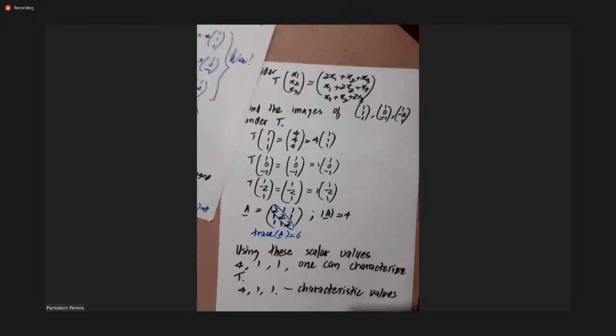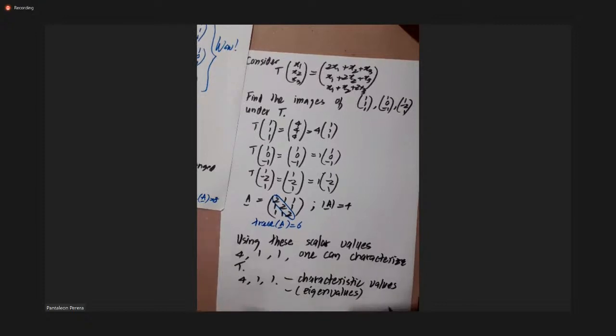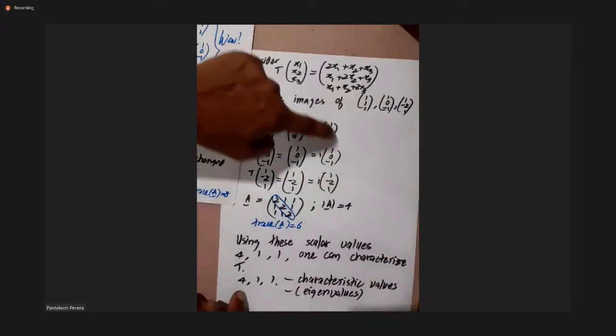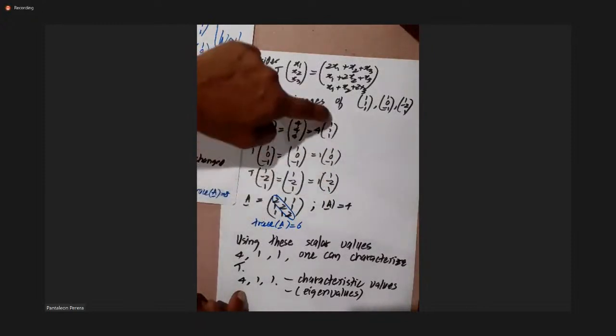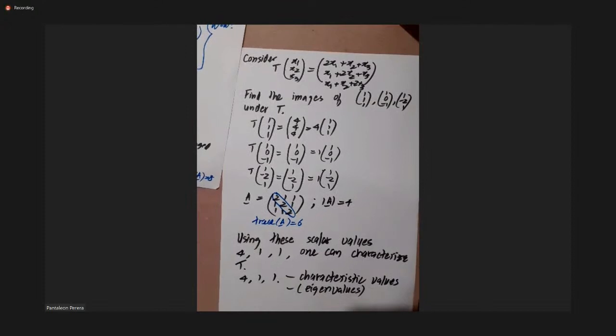There's a German word for that. The German word is eigenvalues. Eigen, but it's a single word. And these vectors are called characteristic vectors, and those vectors in German are called eigenvectors. Now, we'll get into eigenvectors.